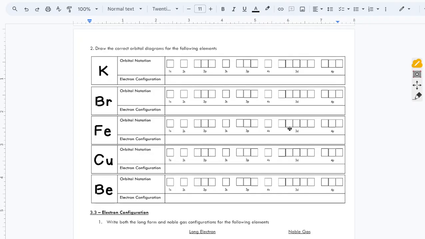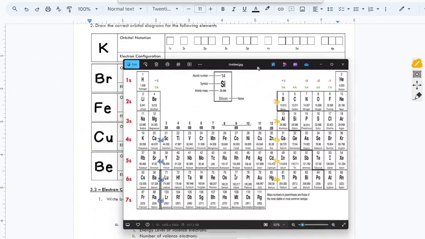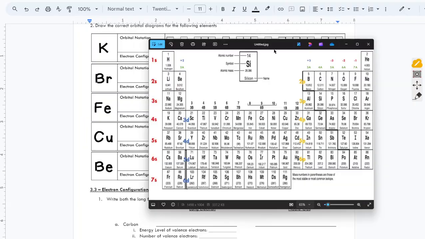All right, now here's the bulk of what we did: orbital notation and electron configuration. Let's look at potassium, bromine, iron, copper, and beryllium. I'm not going to do all of them for us. We've done potassium so many times, so let's start with bromine. The first thing we've got to do is find bromine in our periodic table. If you forgot, bromine is over here. It is a halogen, and bromine is number 35.